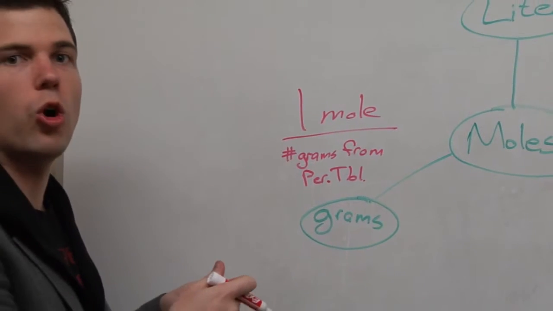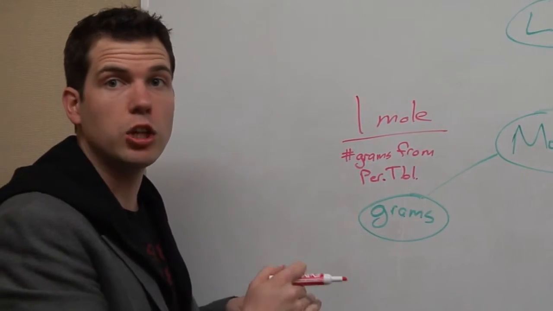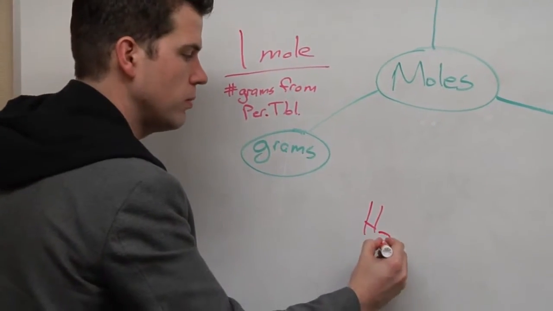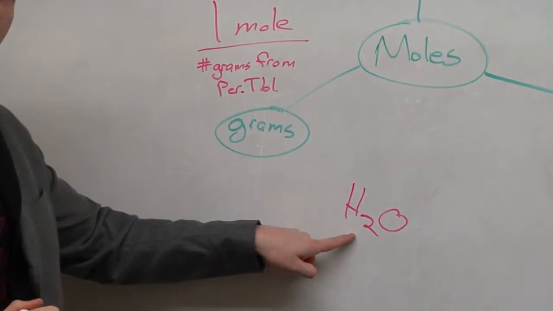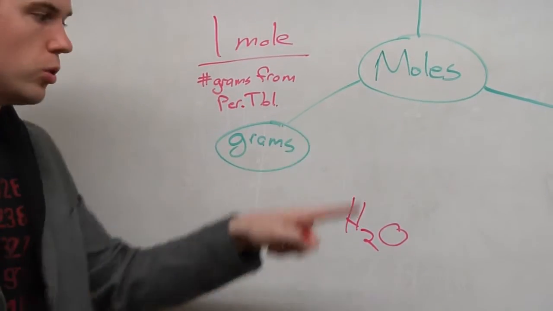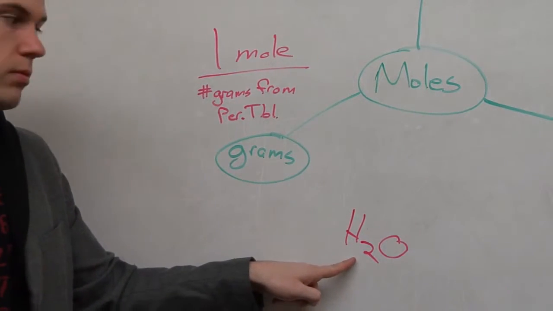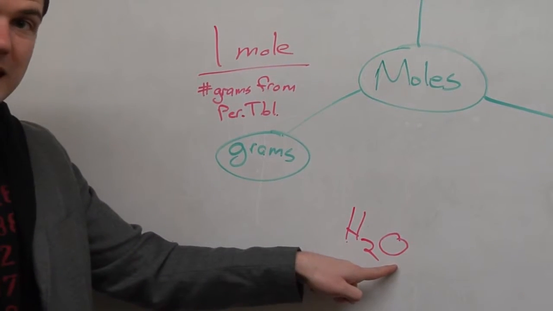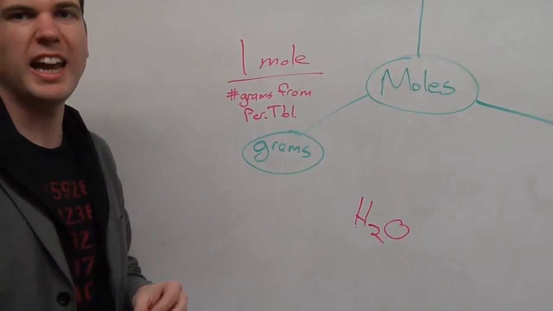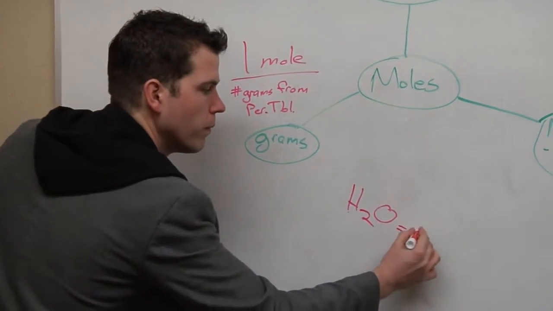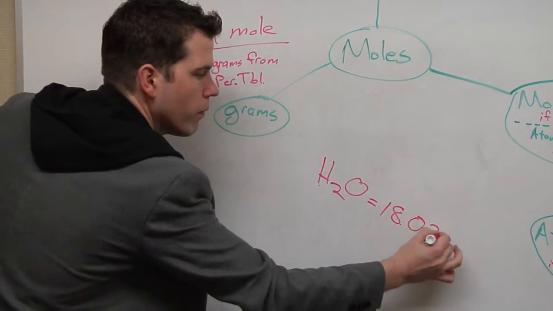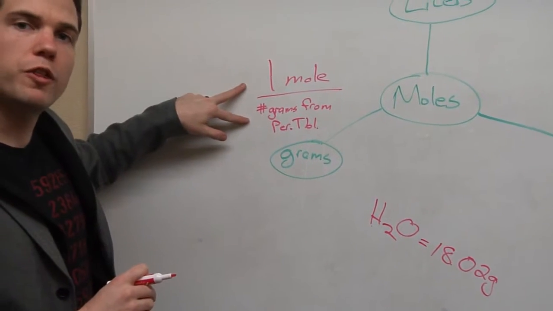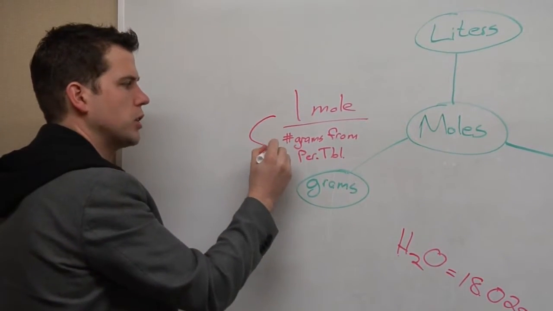You will have to add up all of the individual pieces, including subscripts. So, for example, our good friend H2O, the password to leave grams and go toward moles would be 18 here. 1.01 plus another 1.01 plus 16, technically speaking, we're looking at 18.02. Including units, grams.